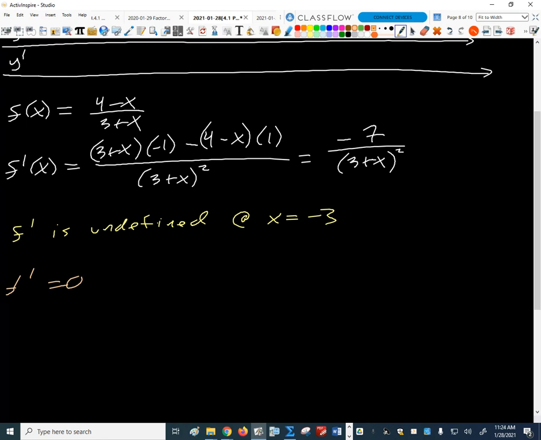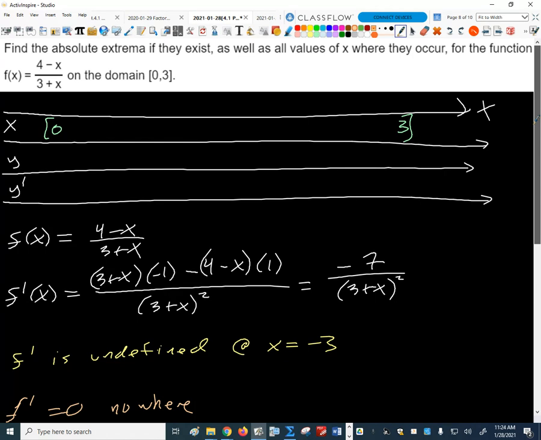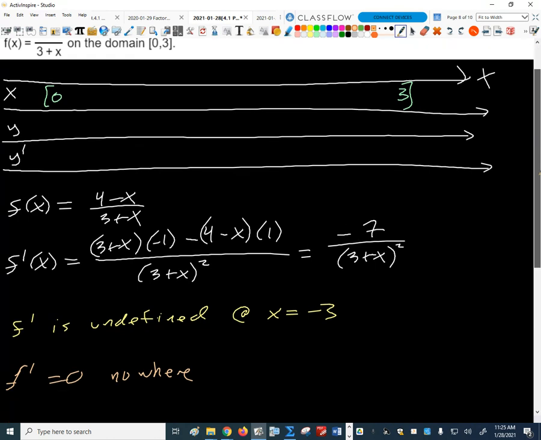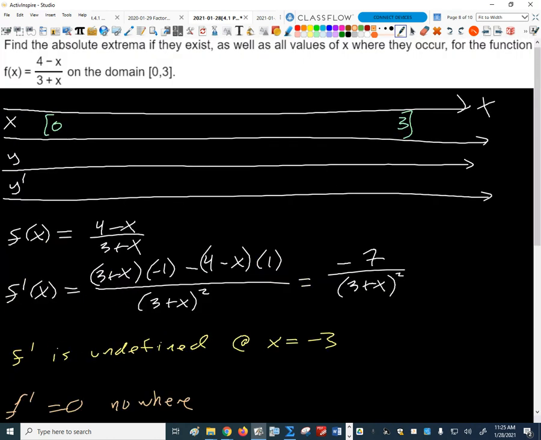Just in general, would everybody agree a fraction equals 0 when the numerator is 0? Okay, there we go. I see it in chat. So the numerator here is -7. It's never 0. So f prime is equal to 0 nowhere. So we get no critical numbers where the derivative is equal to 0. We get one potential critical number at x equals -3, but -3 is outside of our interval. So we get no interior critical numbers. That makes this a pretty easy problem, doesn't it?